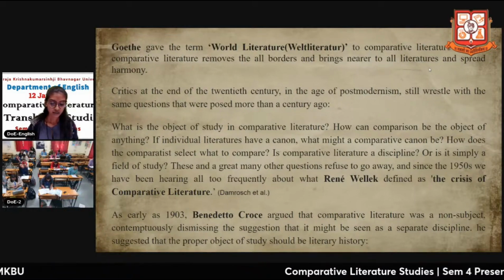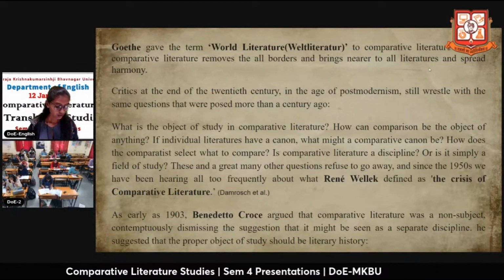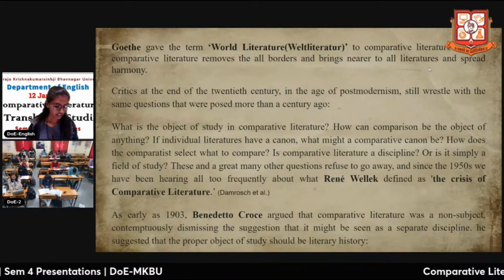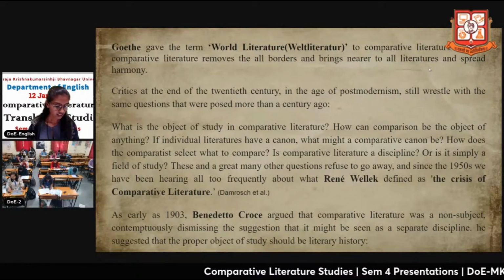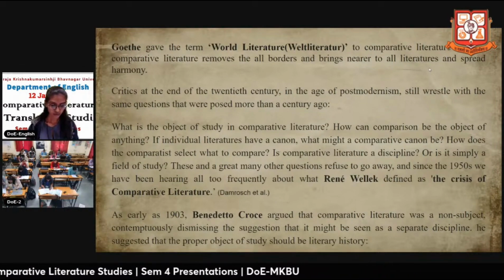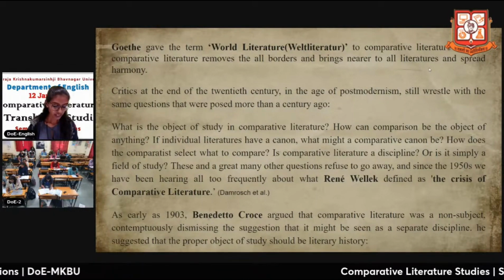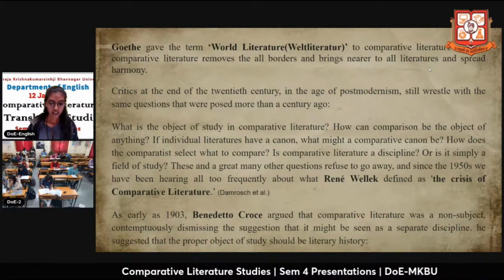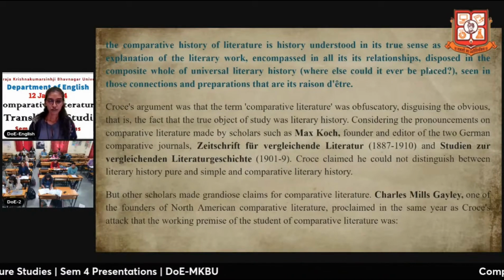There is also a reference to Benedetto Croce. In 1903, Croce rejected the idea of comparative literature as a distinct discipline, considering the field a non-subject. Croce also believed that understanding literature required a comprehensive exploration of works within their broader historical context. Okay, now I would like to call Hetal Pathak for further discussion.